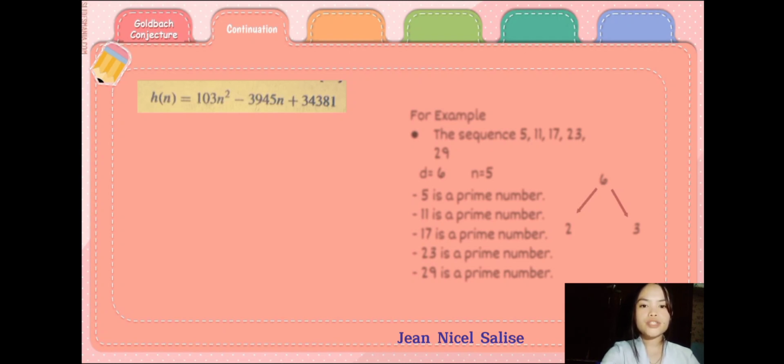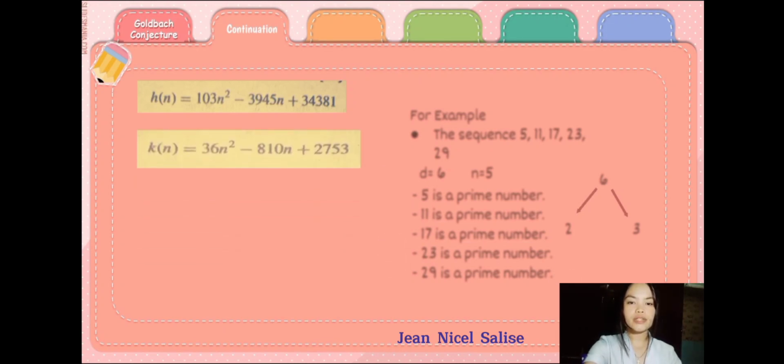The polynomial function f(n) = 103n² − 3945n + 34,381, found in 1988, produces 43 distinct prime values for n = 0, 1, 2, up to 42. The current record holder in this regard, f(n) = 36n² − 810n + 2,753, is slightly better, giving a string of 45 prime values.